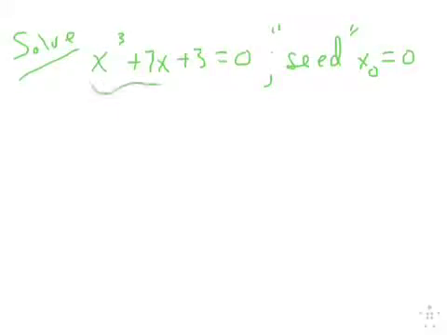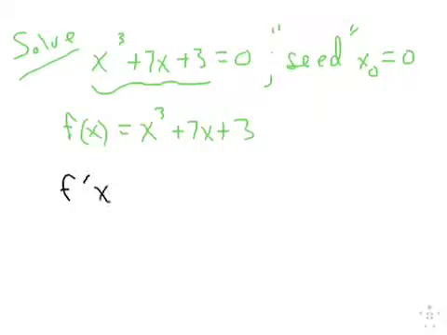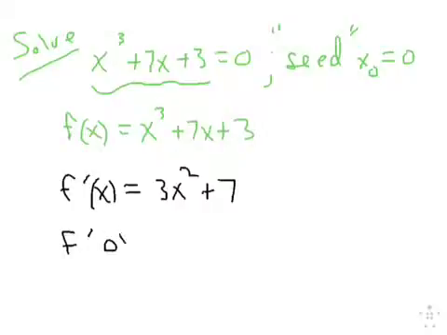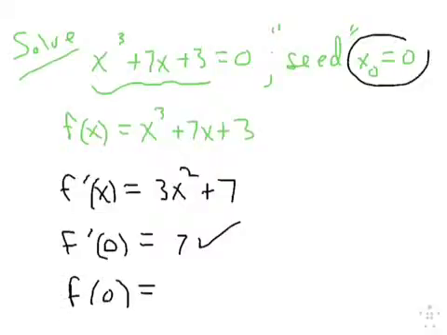Okay, so we're going to consider this piece here to be our f of x. So f of x equals x cubed plus 7x plus 3. I'm going to see if I can change my pen color here to black. F prime of x, I always like to lay this out, would be 3x squared plus 7 then. And I like to lay out all the important components of Newton's method. F prime of 0 would clearly be 7. And the function evaluated at 0, and again 0 was our initial guess, is 0 plus 0 plus 3, which is 3.